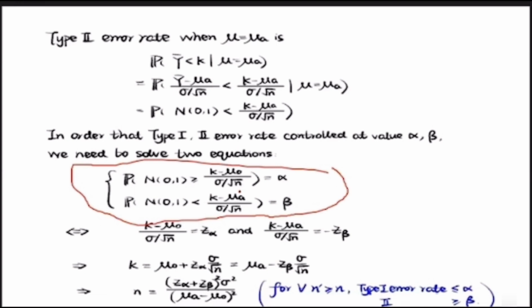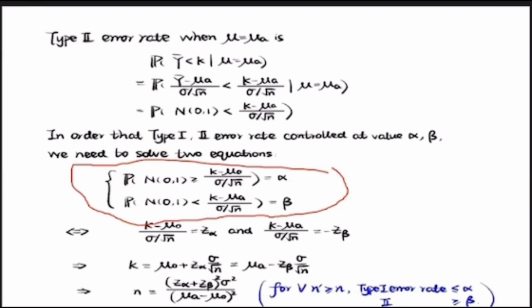And why do we say that? Because we know controlling for type 1 and type 2, you need to take more sample. If I want to take more sample, how large is large? Does that make sense? And that's what we want to find here.